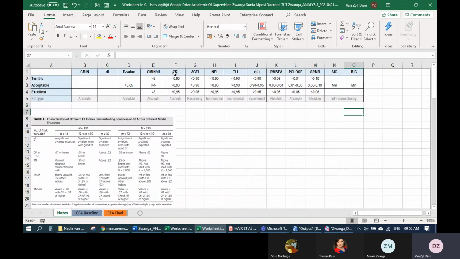Some only report on your GFI, your TLI, your RMSEA, and that's it. And if we compare models, they might look at your AIC and your BIC. But we can still sort that out. We can sort out the model that fits the story. So we've got a bit of leeway. But how does the process work?